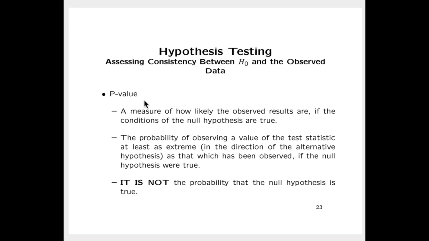So again, the p-value is a measure of the consistency between the null hypothesis and the observed data. If the data are consistent with the null hypothesis, then the p-value will tend to be larger. On the other hand, if the data are inconsistent with the null hypothesis, then the p-value will tend to be small. And the more inconsistent the data are with the null hypothesis, the smaller the p-value will be. And so when we talk about rejecting the null hypothesis, if the data are inconsistent enough with the null hypothesis, what that translates into is rejecting the null hypothesis if the p-value is small enough.